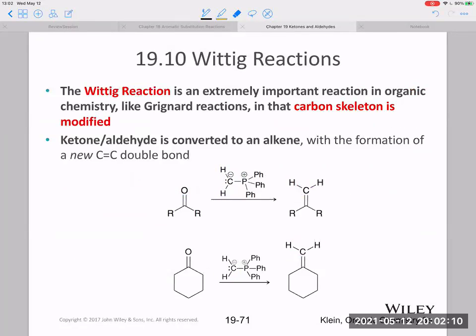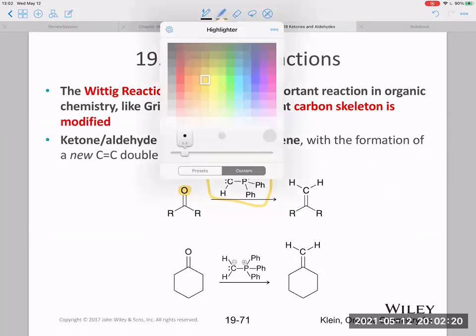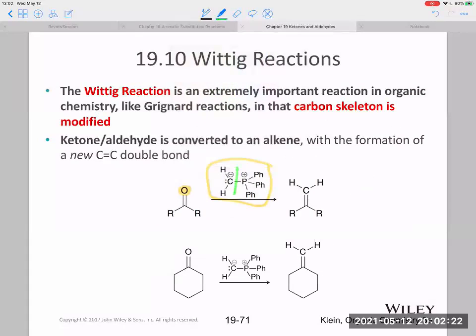Remember, a Wittig uses this big, ugly compound here, and it substitutes the oxygen on the aldehyde or ketone for whatever the back half of this ylide is. You're replacing a double bonded oxygen with a double bonded carbon. For that one, was it stuck to being a carbon with two hydrogens, or could we have R groups attached to that carbon? You can have R groups attached to that carbon.